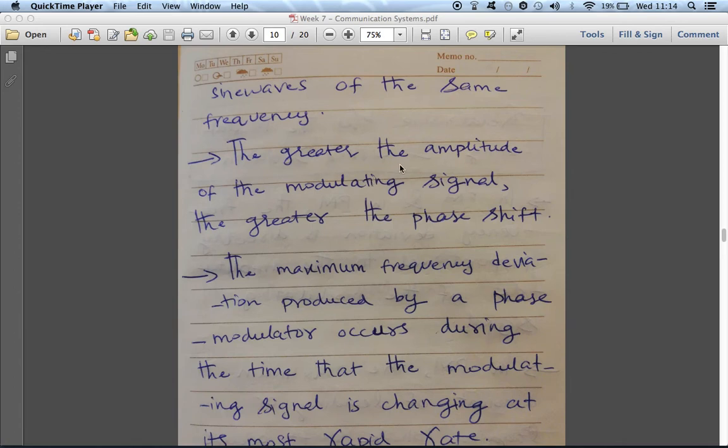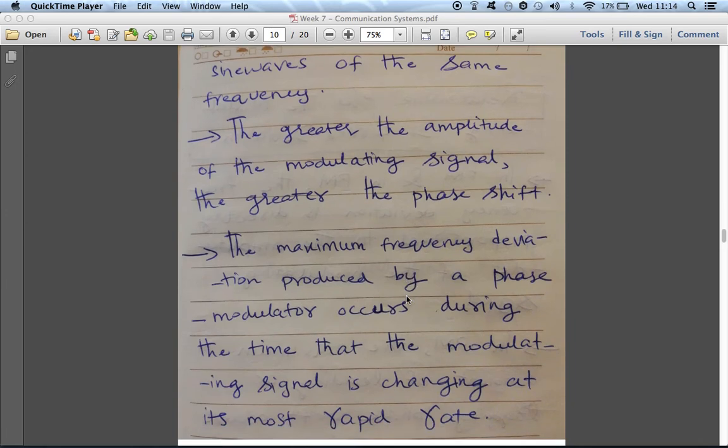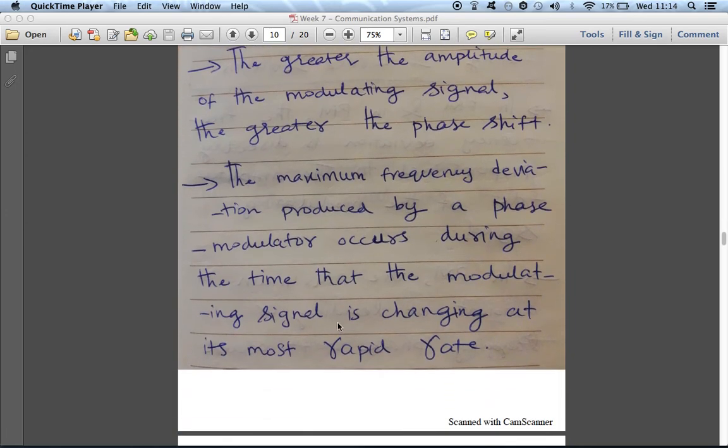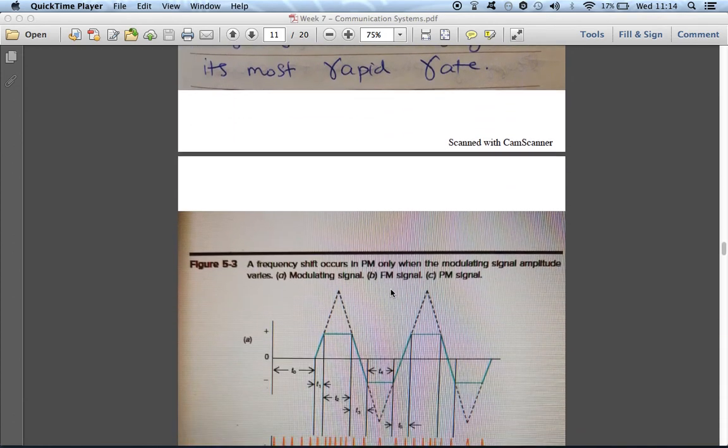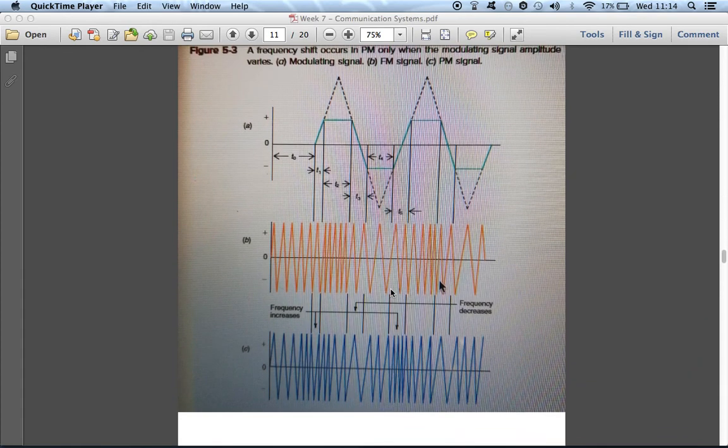Whenever the amplitude of the modulating signal is increased, the phase shift produced by the phase modulator will also increase, and the maximum deviation produced by the phase modulator occurs when the modulating signal is changing at its most rapid rate, which can be demonstrated in this diagram over here.